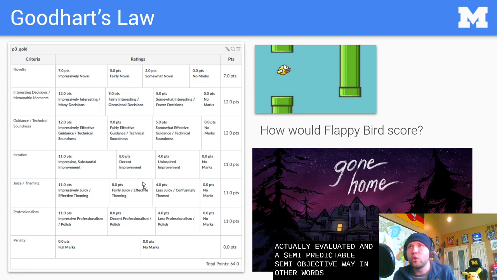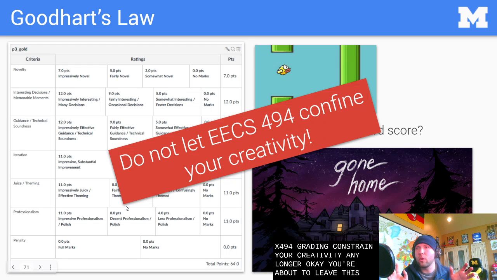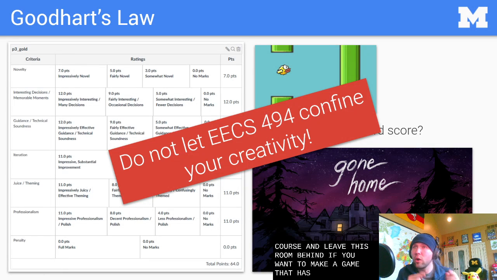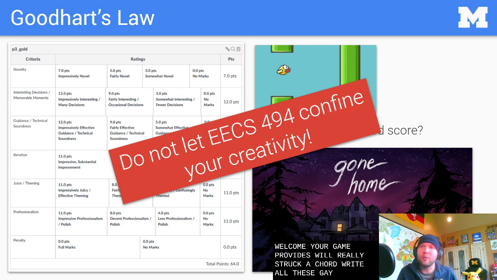In other words, you should not let this rubric, you should not let EECS 494 grading constrain your creativity any longer, okay? You're about to leave this course and leave this rubric behind. If you want to make a game that has 0 guidance at all, go for it. Who knows? Maybe the harsh welcome your game provides will really strike a chord, right? All these games that are so well guided and never let the player get confused, maybe players will decide they like that someday. Maybe, right?